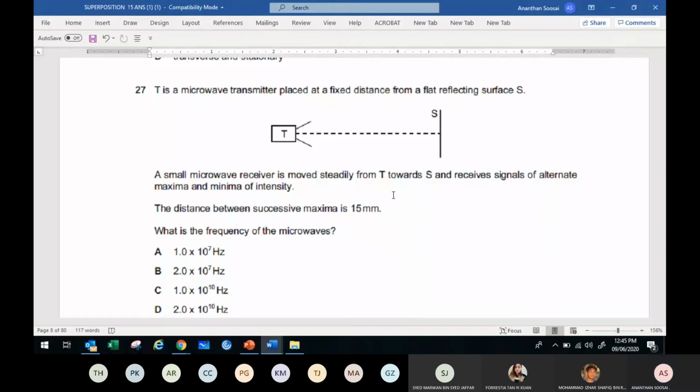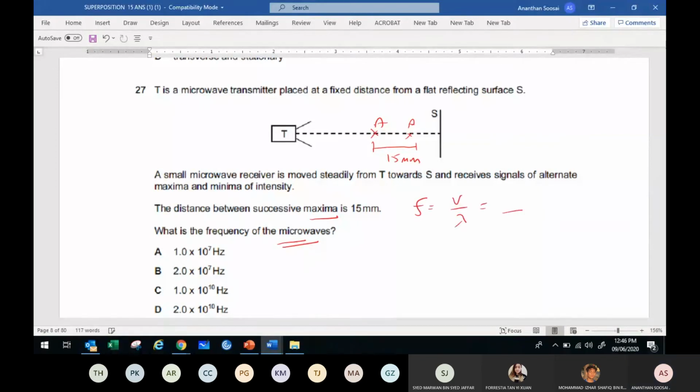So the distance between successive maxima is 15 mm. Successive maxima means the distance between two antinodes. Let's say here happens an antinode and here an antinode, separated by a distance of 15 mm. So what is the frequency of the microwave? Frequency is v over lambda.